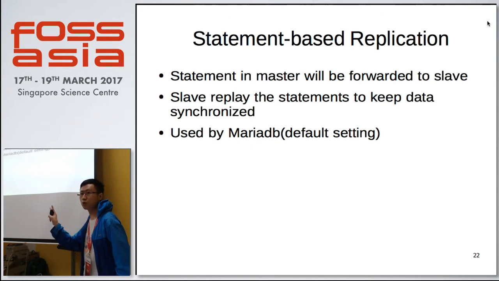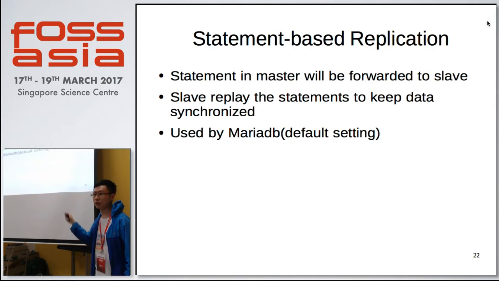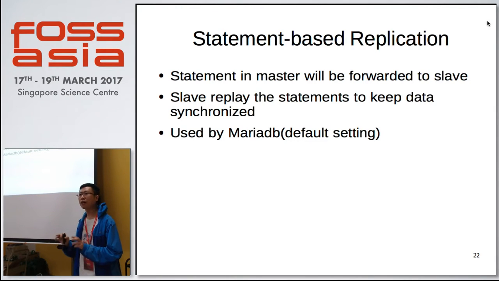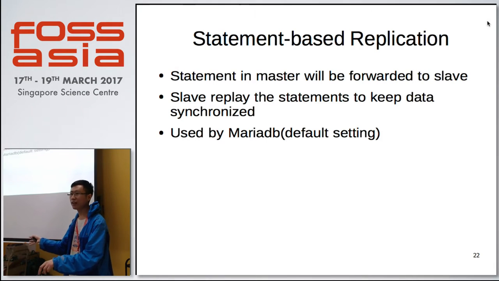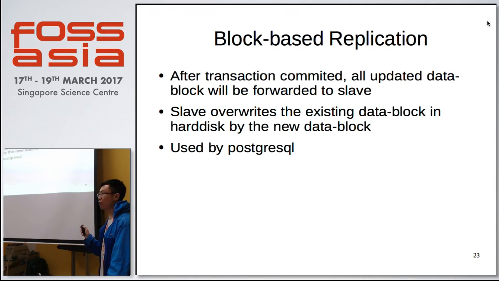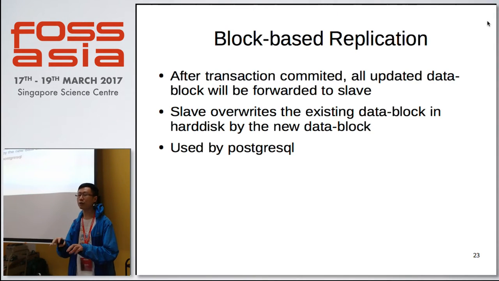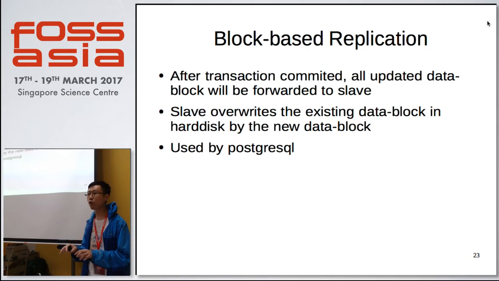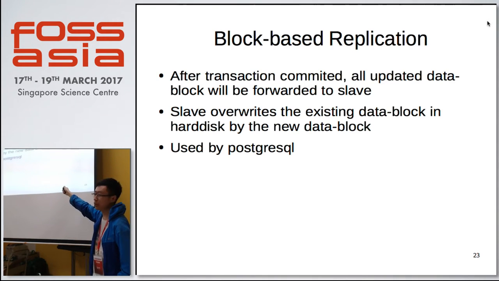In replication, there are two major ways. First is statement-based replication. It means that all statements happening in the master are passed to the slave, and the slave just repeats those statements. This strategy is used by MariaDB and MySQL. However, there is another way of replication called log-based replication. It means that after you have run a statement, the database will record which area on your hard disk is updated, and then the database sends the new version of the updated area to the slave, and the slave just uses the new data to replace the old.